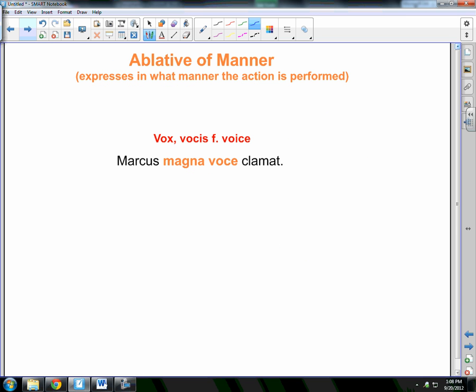Looking at the ablative of manner, this is another one that will show up without a preposition. The ablative of manner will express in what manner the action is performed. If we look at the sentence here, we have Marcus as our subject. Our verb is clamat, so Marcus shouts. And then our ablative here is magna voce. Now we know that voce is in the ablative because we look it up, vox, vocis, feminine, voice, part of the third declension. Our third declension ablative singular ending is E. So we're dealing with an ablative.